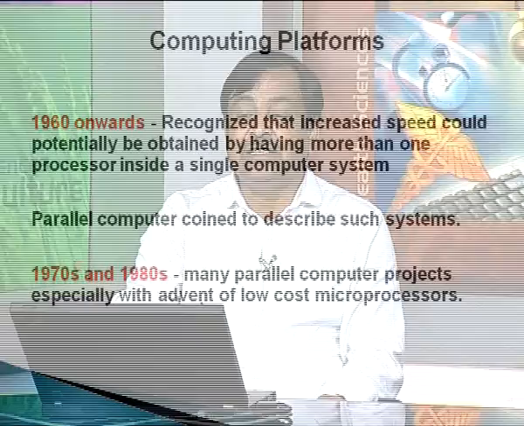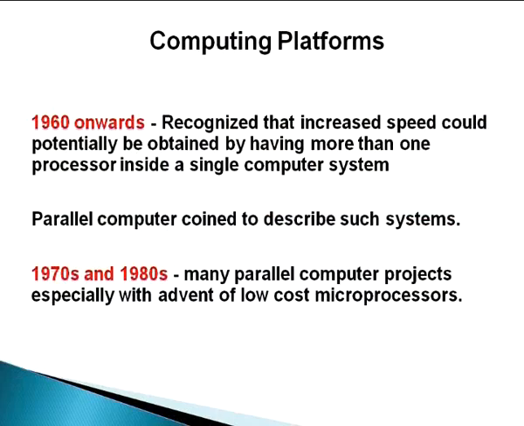As we have said, another area was the computing platform. A little bit of historical background of the computing platforms: in the 1960s it was recognized that increased speed could potentially be obtained by having more than one processor inside a single computer system.